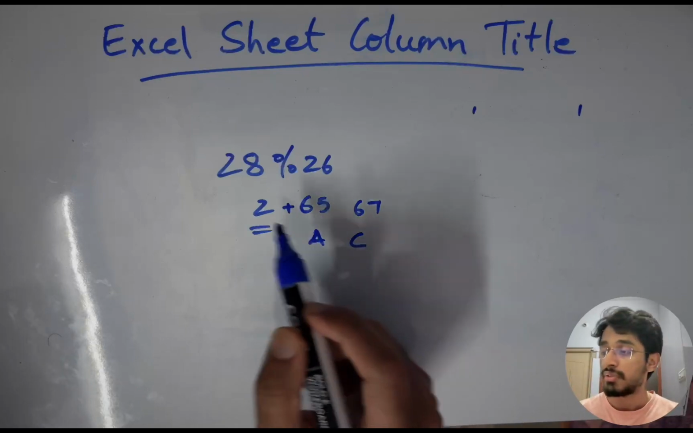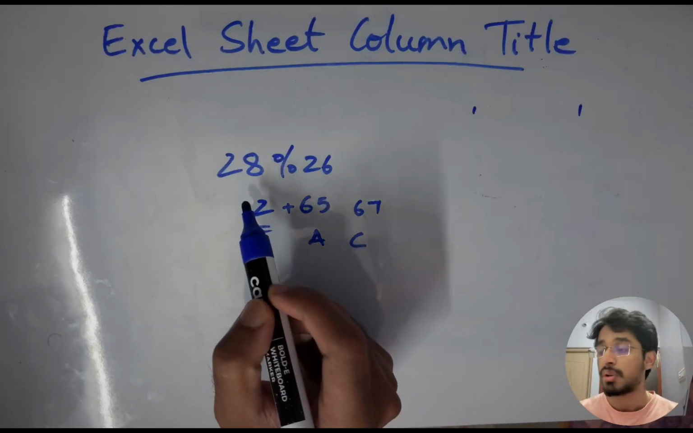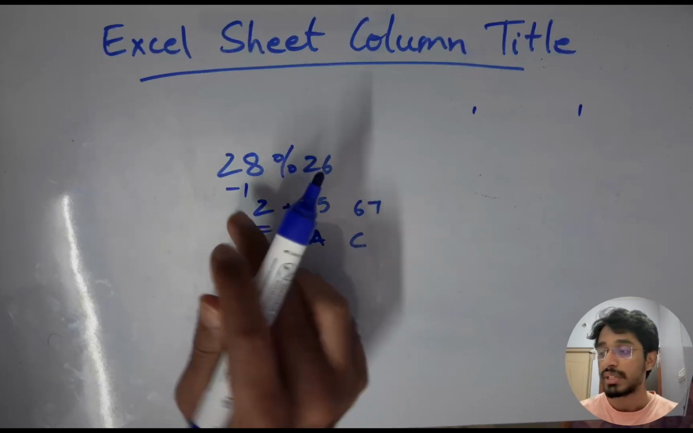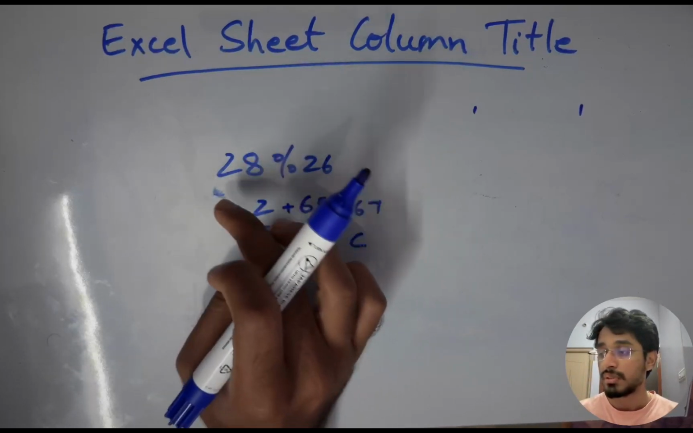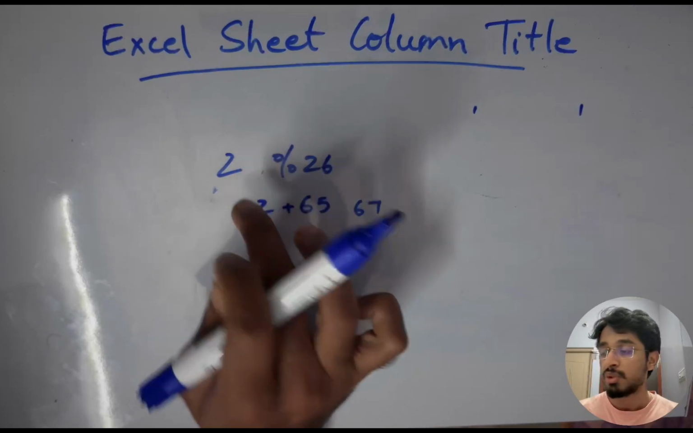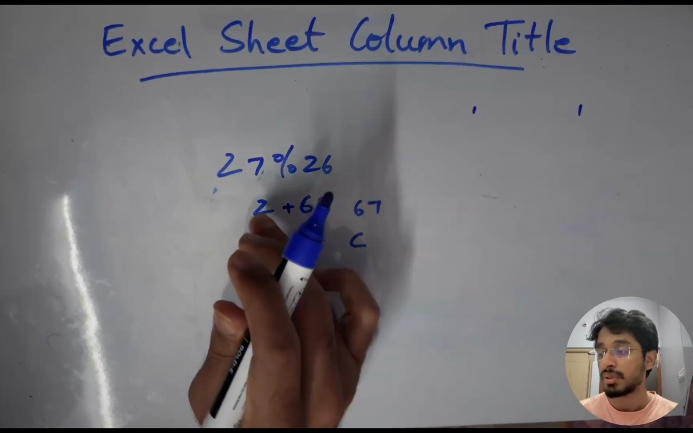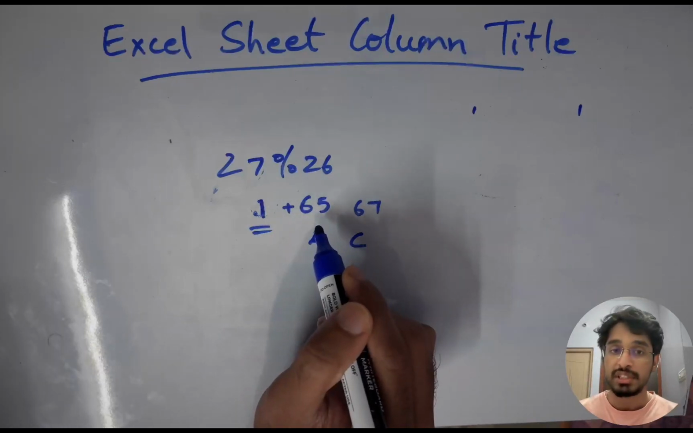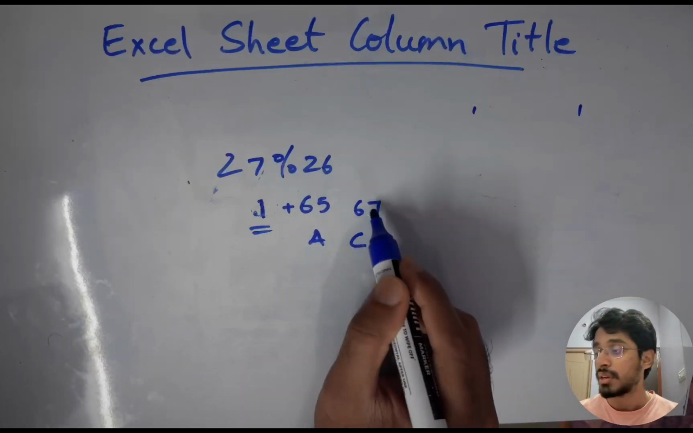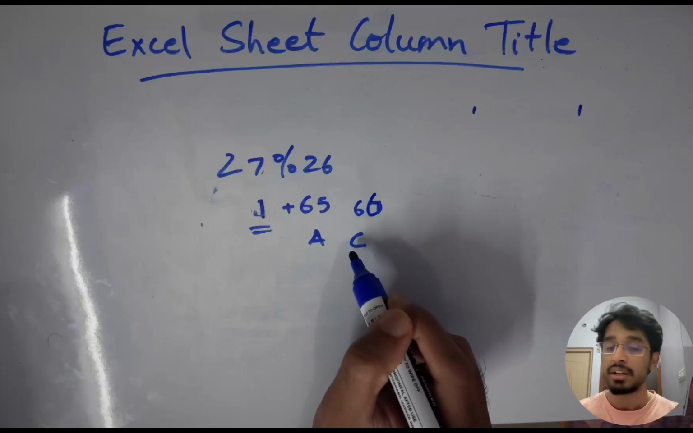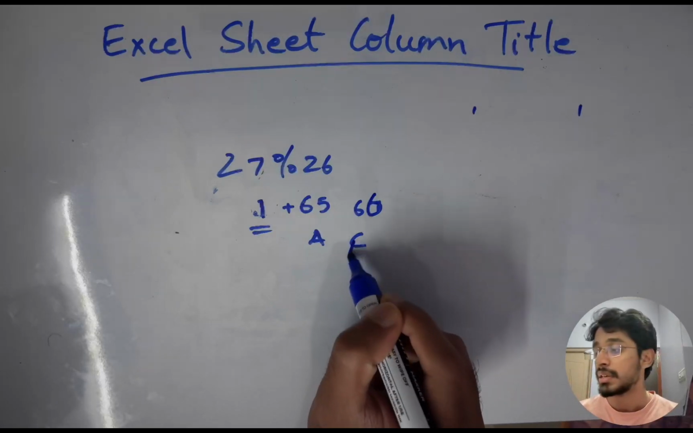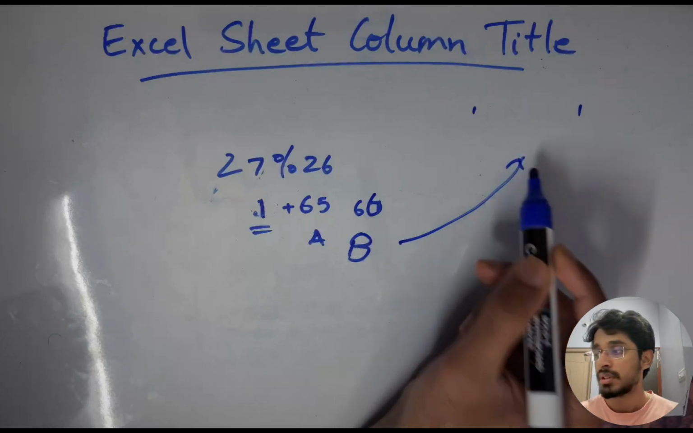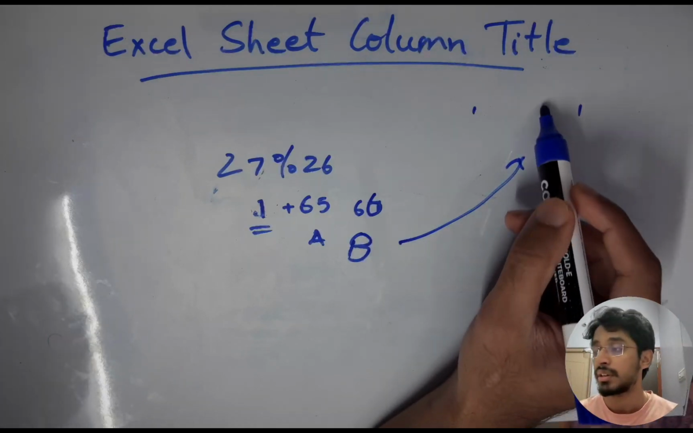For that we just need to subtract 1 from our column number itself. So if it is 28, we subtract 1, so that would become 27. If you take the modulo of 27 with 26, the value would come down to just 1. You add 1 to 65, so the value becomes 66, and the character at code 66 is B. Alright, so we add this B to the string. We want to add it in the reverse order.